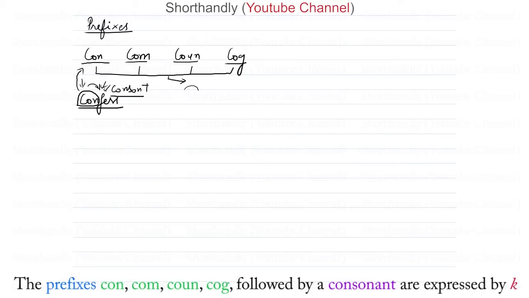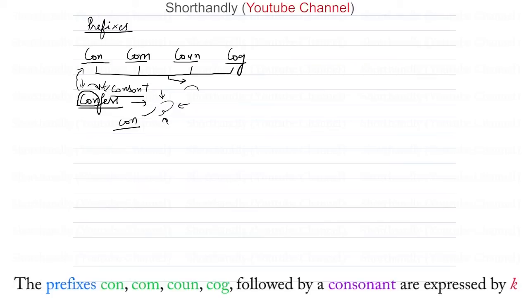So we will be making this word like this, because first we made this k character to represent our con prefix, then we made this f, then we have this final s. So here we used the k character to represent our prefix con.